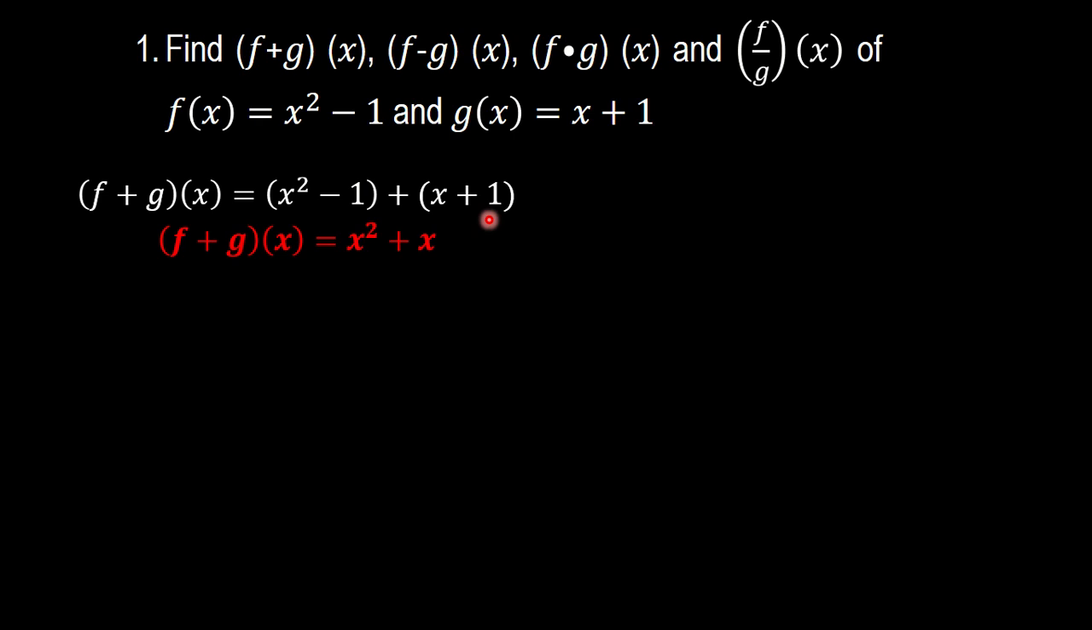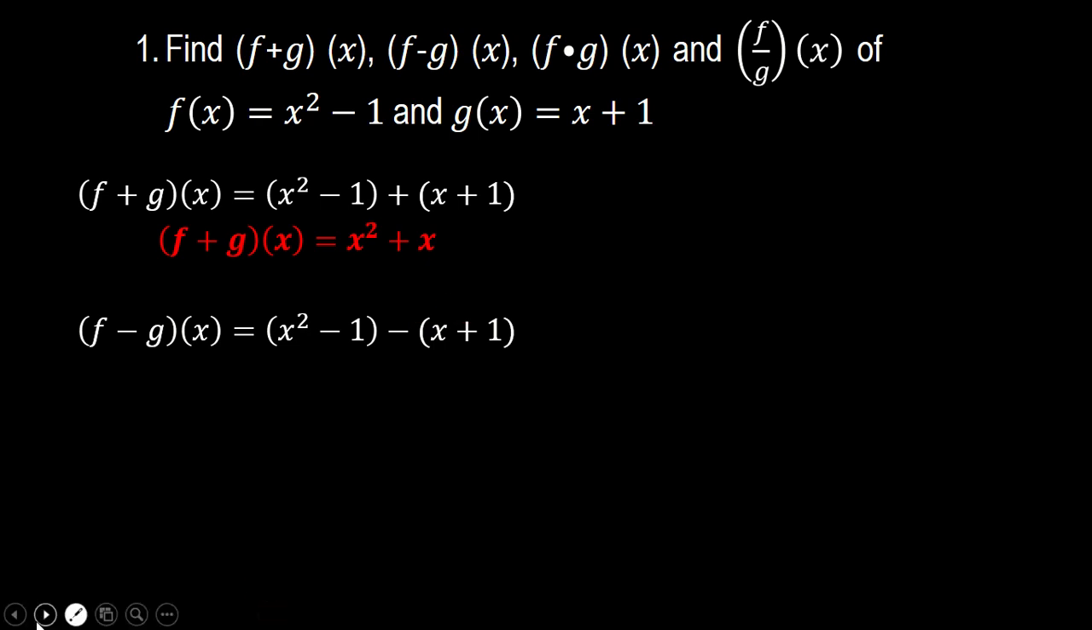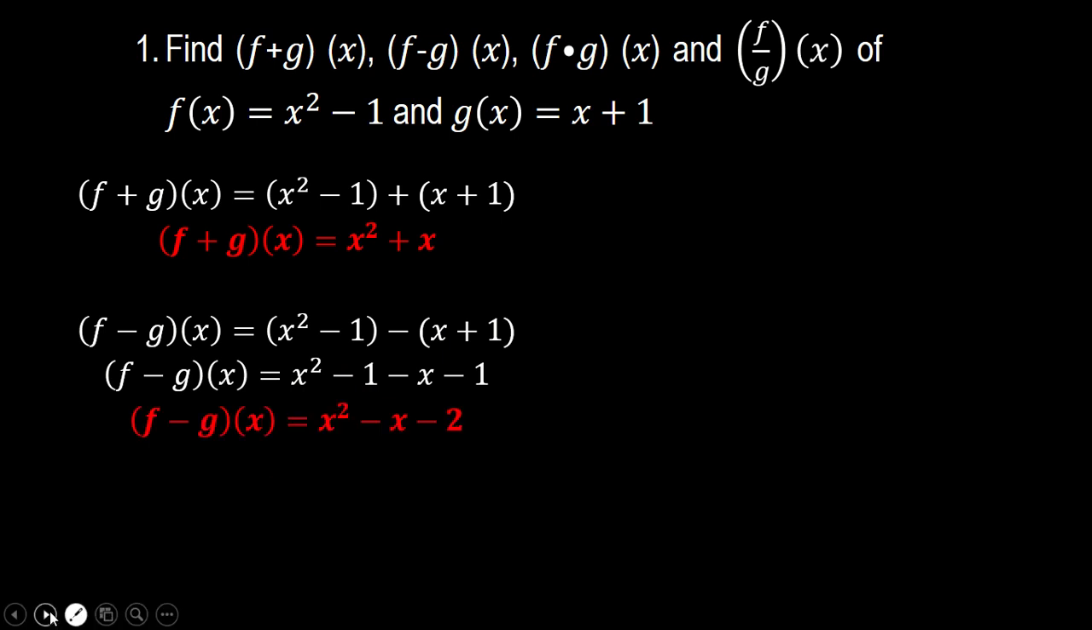And then for the difference, don't forget to put the parentheses here, and we're going to distribute that minus sign. Given that, we'll have x squared minus 1 minus x minus 1. Then we have x squared, negative x, then negative 1 minus 1, which is negative 2. So therefore, the difference is x squared minus x minus 2.